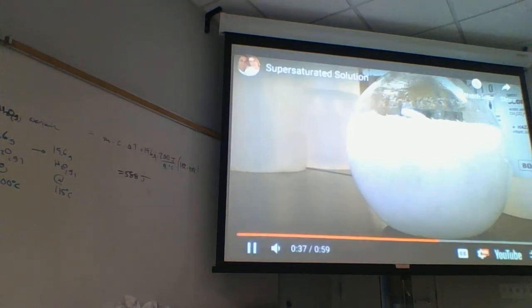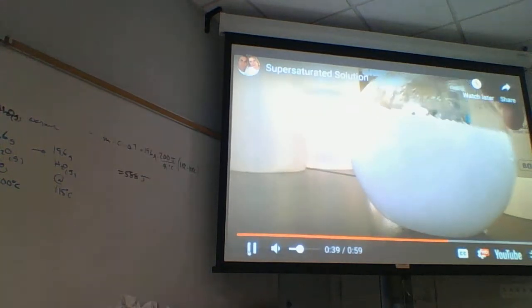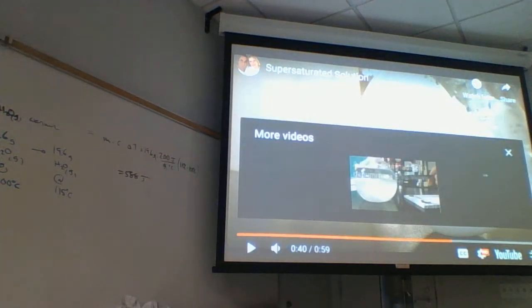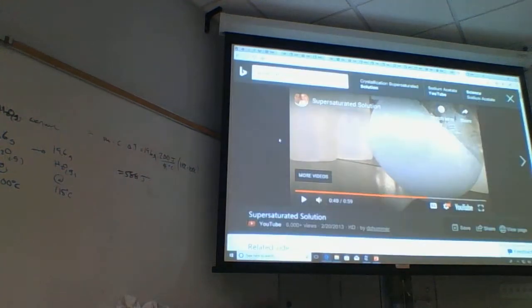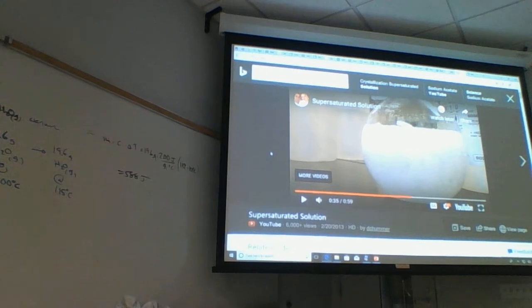So over 100 grams of excess crystals. Excess solute there. Let's take a look at some of that. Oh, it's about to tip it over?